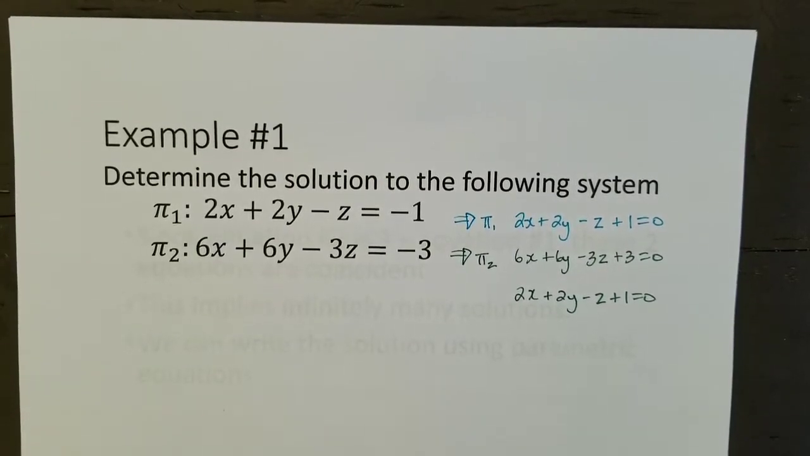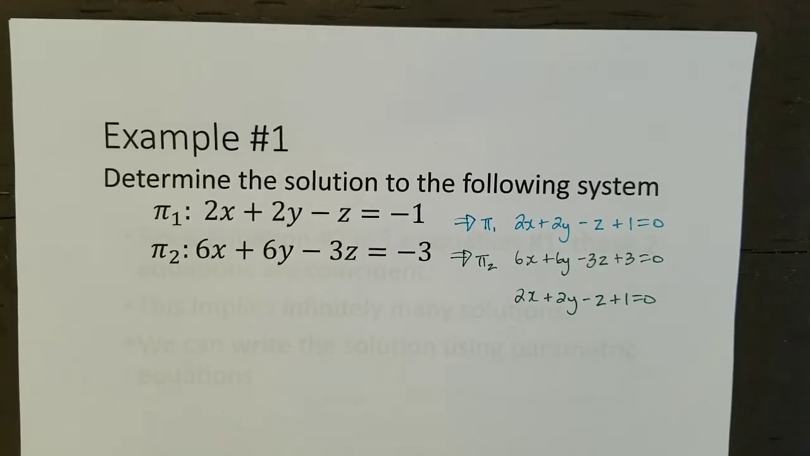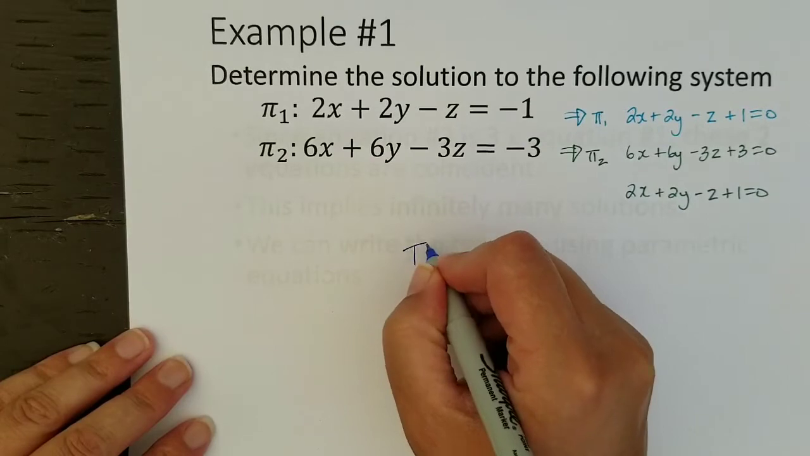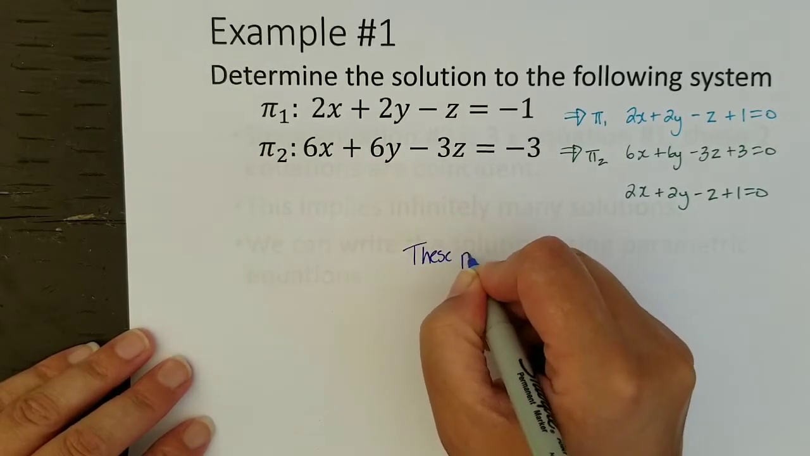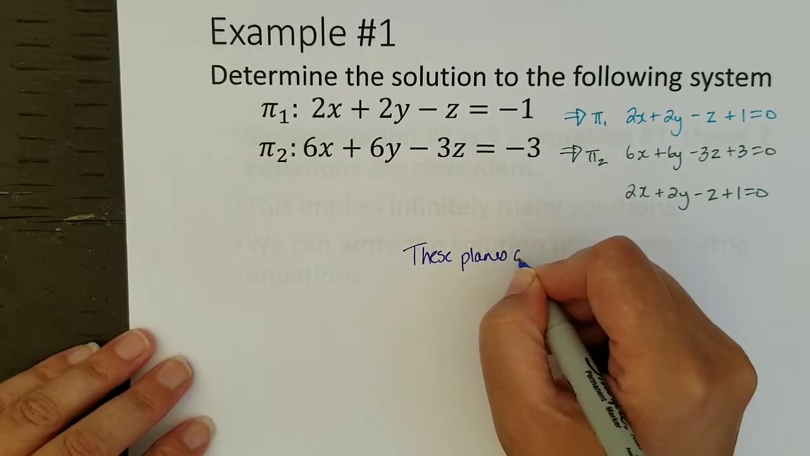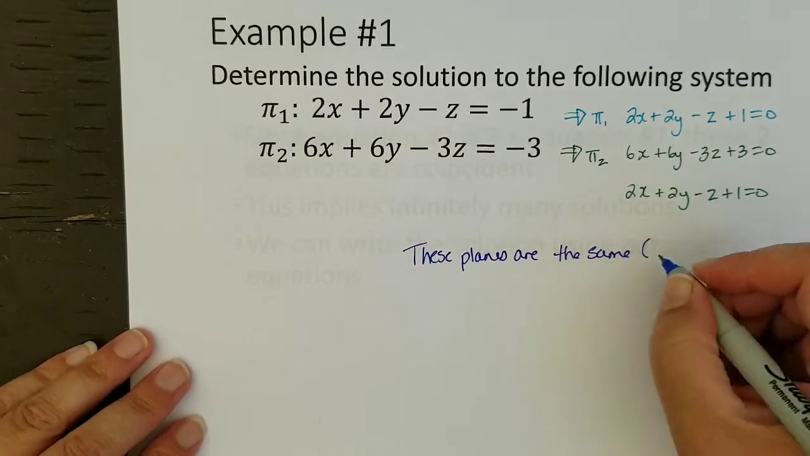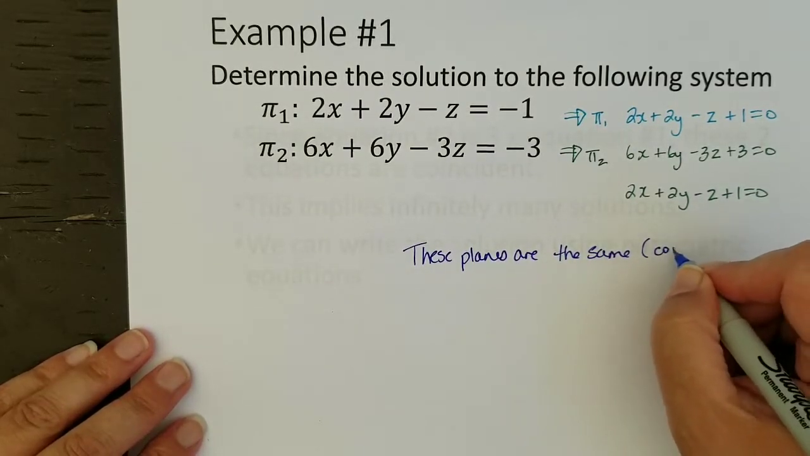This is a bit of a trivial solution. You might be given a plane perhaps in vector form and have to put it in Cartesian form to identify that it was in fact the same plane as the other plane that you were given to find the intersection of. But here we can say these planes are the same, or coincident is the word we use for that.